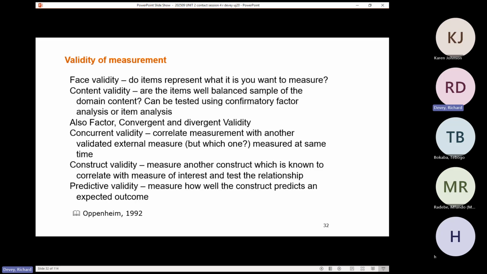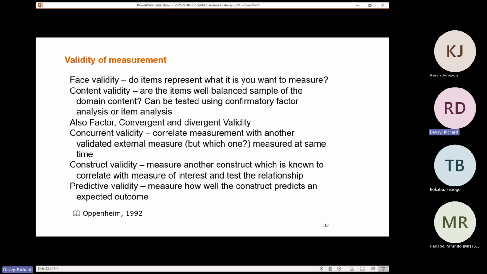Then we've got construct validity, where if we know that self-esteem relates to confidence, then we can measure those two constructs and see if they correlate. If we know from the previous literature that there's a good correlation between confidence and self-esteem, then we can measure those two constructs and test the relationship between them. And if there is a relationship, we know that our measurement is good.